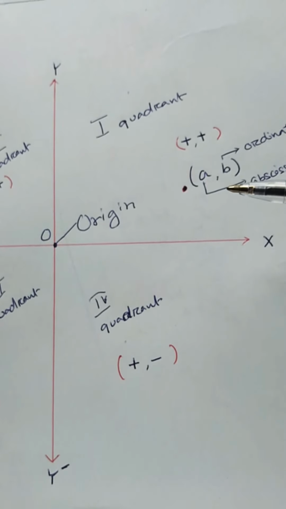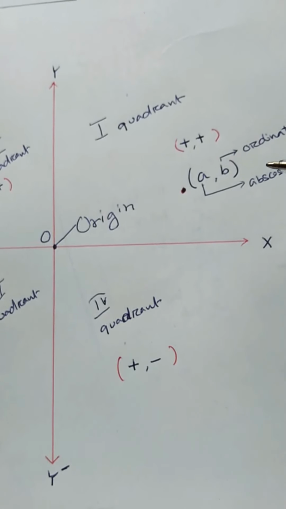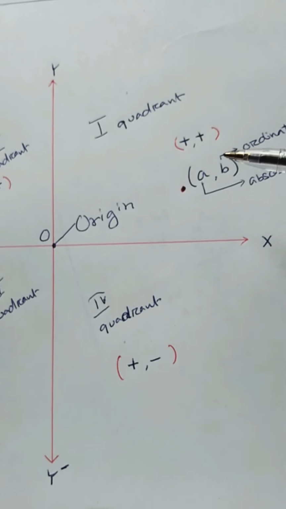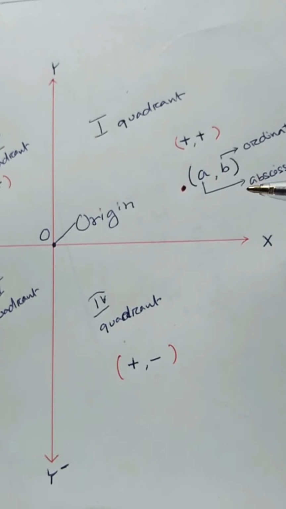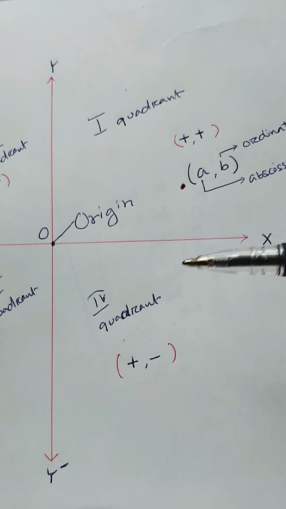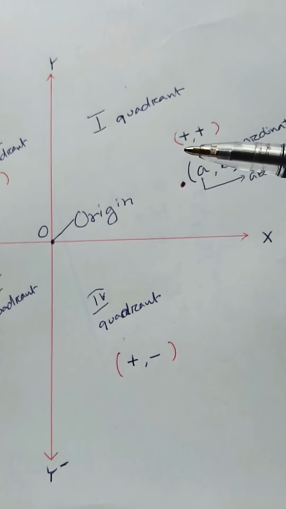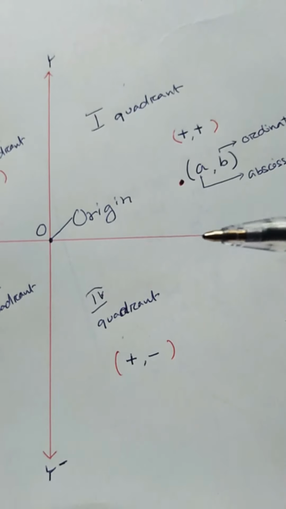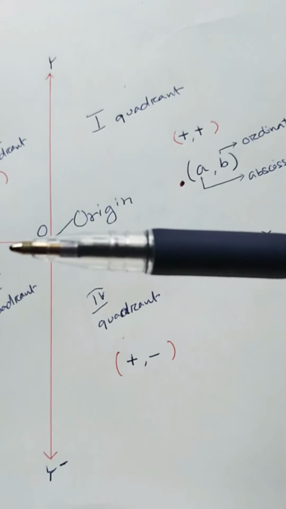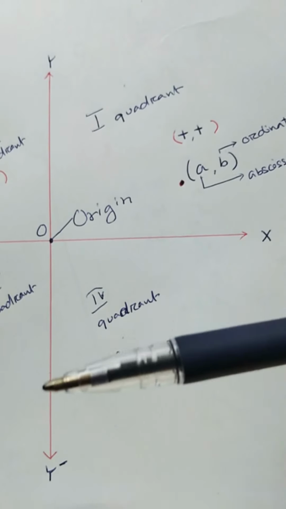Here the first value is known as the abscissa and the second value is known as the ordinate. Abscissa is the x coordinate and ordinate is the y coordinate. Then this abscissa is the value which moves through the x-axis, and the ordinate or y coordinate is the value which moves through the y-axis. The right side of the x-axis is plus, the left side of the x-axis is minus. Similarly, on the y-axis above it is plus and below it is minus.